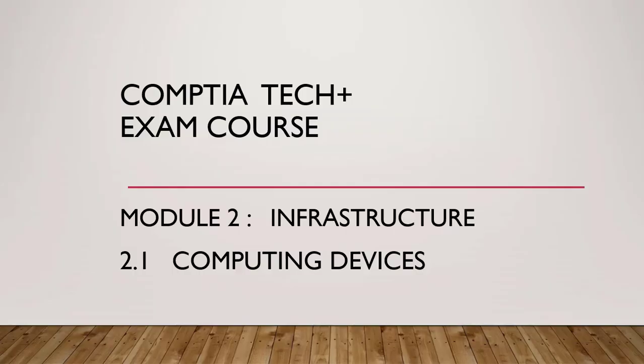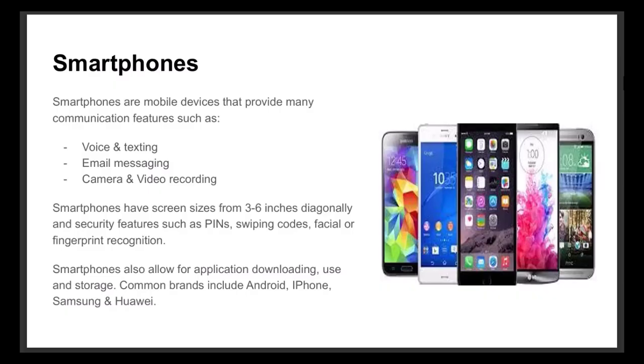Let's begin. The first computing device we're going to discuss in this episode are mobile phones. These are also commonly referred to as smartphones. These are mobile devices that allow users to have communication and connectivity over a cellular network. Your mobile phones will be devices that we can use for features such as voice telephone calls, text messaging, email, as well as photos and video recording.